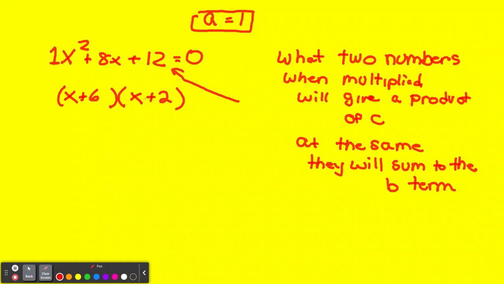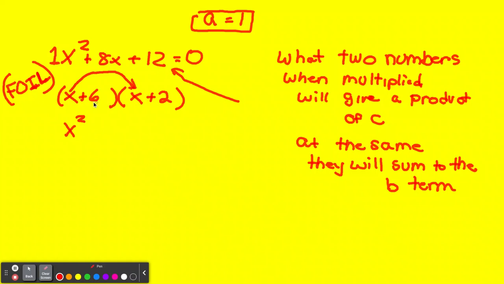And if we wanted to check to see if we did it right, we can do something called FOIL, which you should be familiar with. But FOIL is just a way of saying you want to do the first term, the outside term, the inside term, and the last term. You want to multiply them. So here's the first term of the binomial. You want to times it by the first term of the other binomial. X times x is x squared.